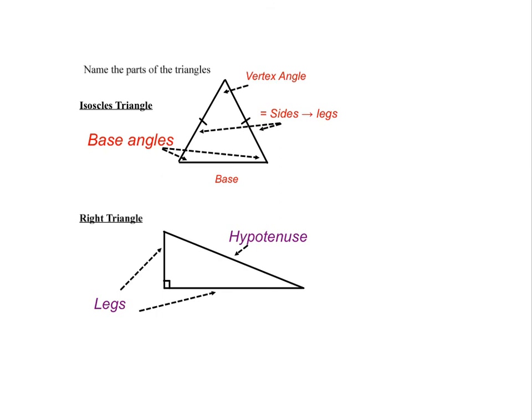A couple words you need to know. Parts of triangles. In an isosceles triangle, the two equal sides are called legs. The two equal angles opposite those sides are called the base angles. The third side that's not equal is called the base, and the angle opposite the base is called the vertex angle. And of course, you know this vocabulary. In a right triangle, the long side opposite the right angle is called the hypotenuse, and the two perpendicular sides that make the right angle right here, those are called legs.